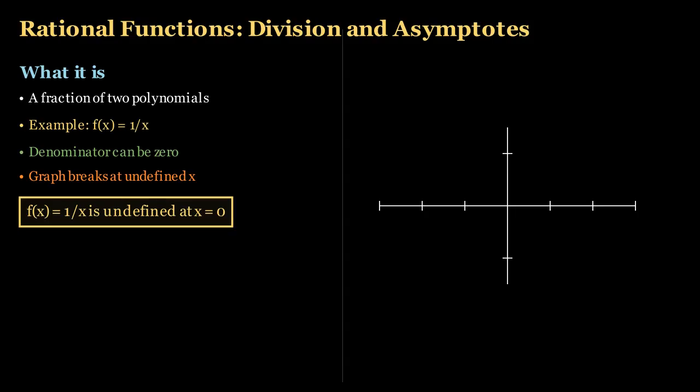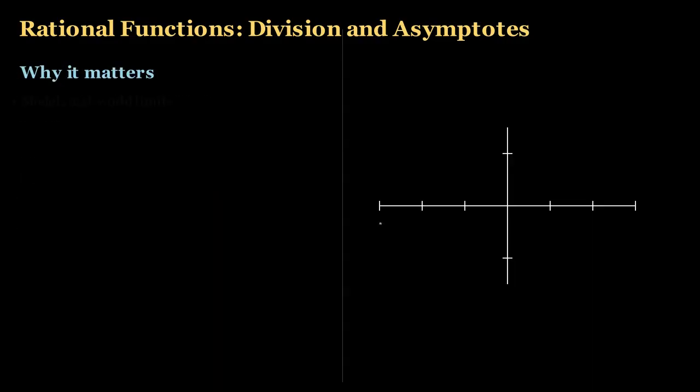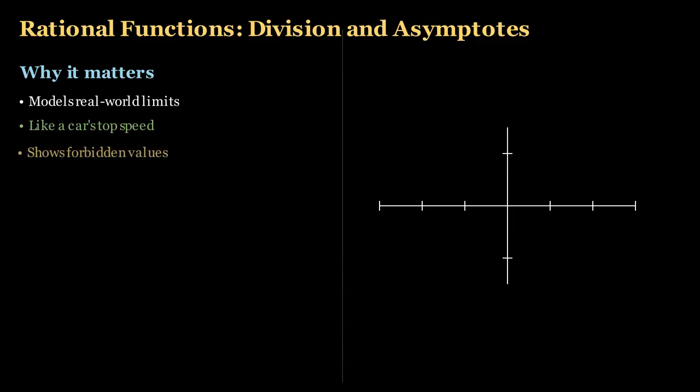On a graph, this shows up as a sudden break. The curve is torn into separate pieces, unlike the smooth, unbroken graphs of polynomials you've seen before. Why do we care about these broken graphs? Because they model real situations with hard limits. Imagine a car's engine. As you push it faster, the speed increases, but it can never reach an infinite speed. There's a physical limit. A rational function captures this idea mathematically.